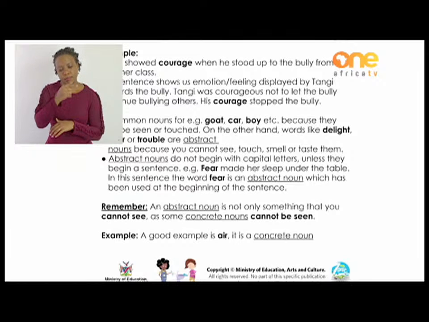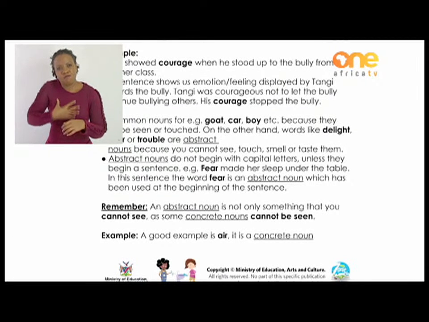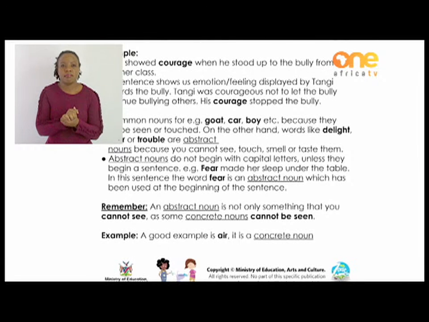Common nouns are things that can be seen or touched. So these are common nouns. Words like delight, anger, or trouble are abstract. Somebody is delighted. Somebody is angry. So we talk of anger. You cannot see anger, you cannot feel it. I mean, you cannot taste it. Delight, anger, or trouble are abstract nouns.